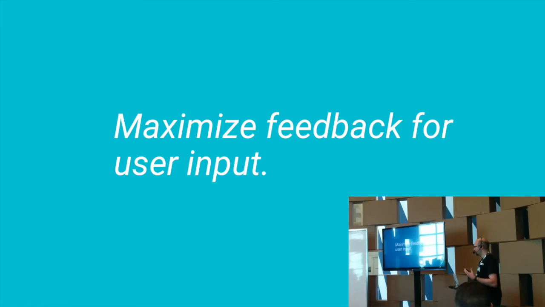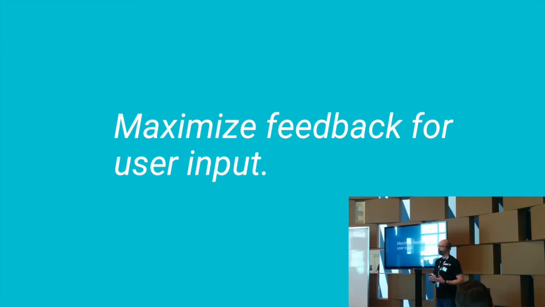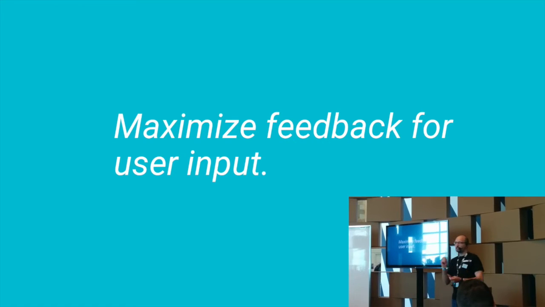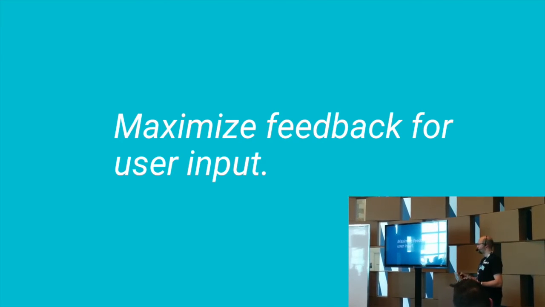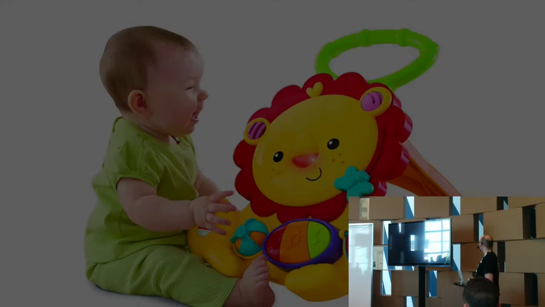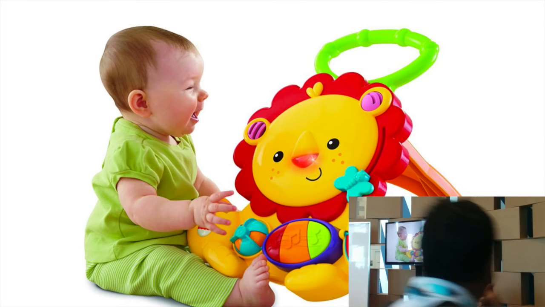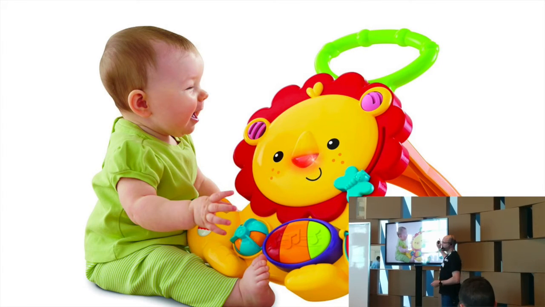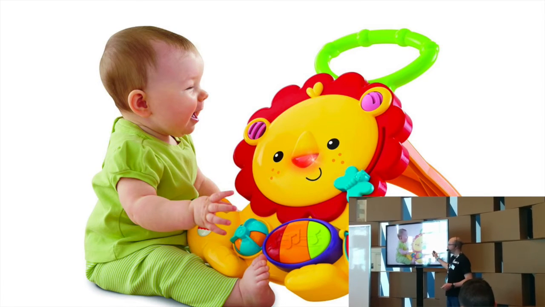So the way we do this is to maximize feedback for user input. A little input from the user has to provide a lot of visual feedback so they know they are doing something and they feel good about it. So here's the example I really want you to come away with. This is a toy to help kids learn to walk. And it's a great example of playful design.